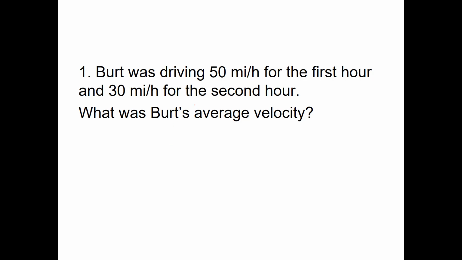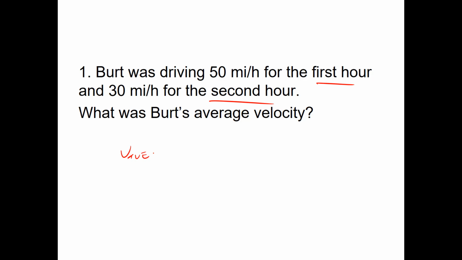So here's an example. Bert was driving 50 miles per hour for the first hour, 30 for the second hour. What's the total average velocity? Well, it's hour and hour, so these can be 1 hour here, first hour, second hour. And you can go ahead and say, okay, you can do it two ways.